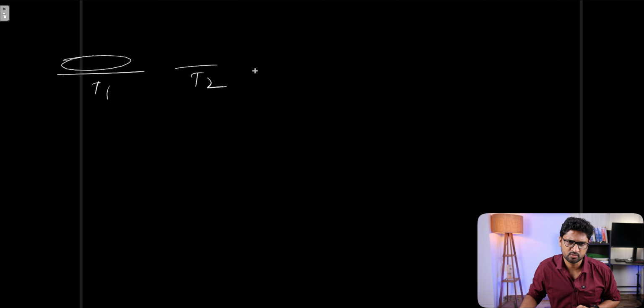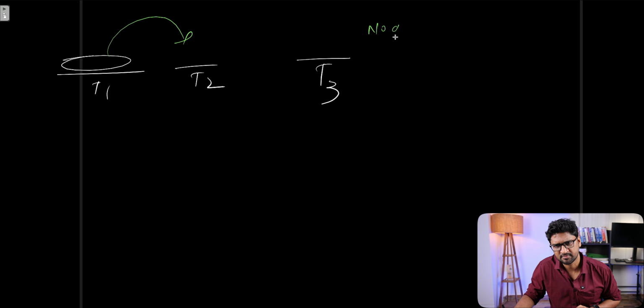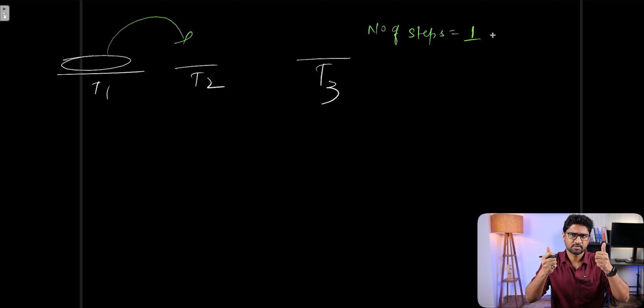Let's say that I have case 1 where there is only one coin. This is table 1, this is table 2, this is table 3. Very simple. In that case, I'll directly move this coin from here. So the number of steps needed is equal to 1. Perfect? Awesome. Let's do another case where n is equal to 2.